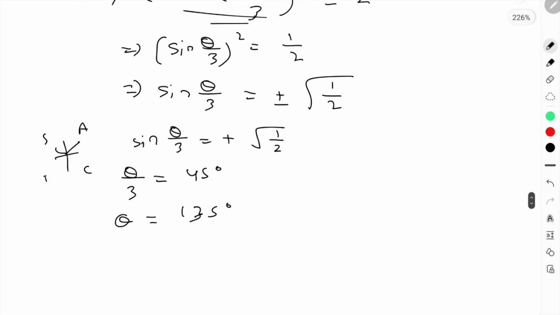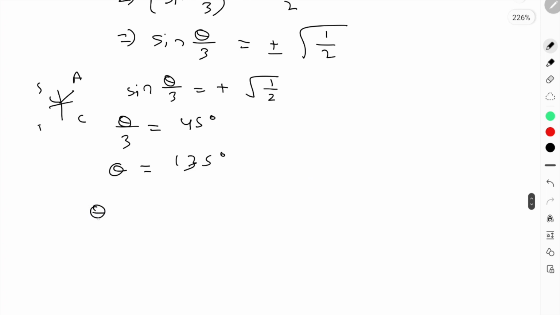We can also get the second quadrant answer by just doing 180 minus answer. So the second answer is basically 180 minus 45. So that's 135. And then you multiply it by 3, you get 405 degrees. So that's 1, this is 2.